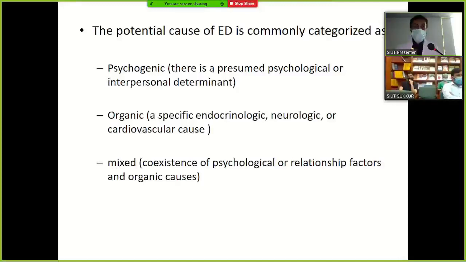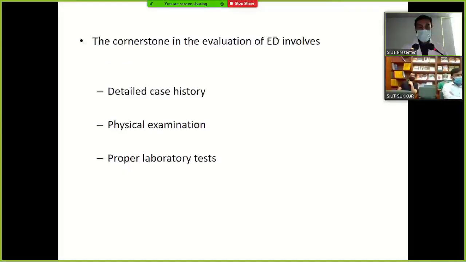Potential causes of erectile dysfunction are commonly categorized as psychogenic, organic, and mixed. In psychogenic, there is a presumed psychological or interpersonal determinant. In organic, there is an endocrine, neurological, or cardiovascular cause. In mixed, there is coexistence of both factors.